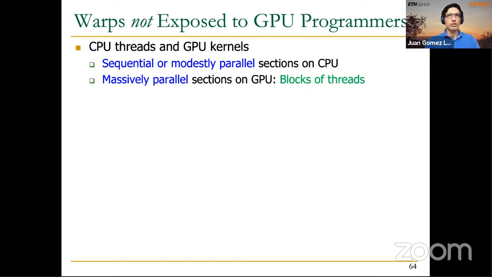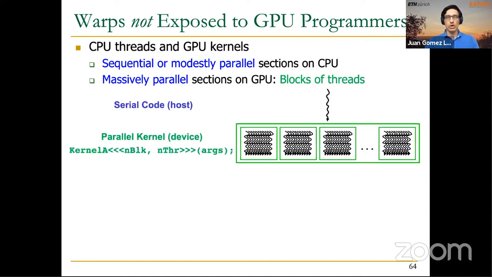How do we execute a program on the GPU? We will typically have, recall Amdahl's law, sequential or serial parts in our code, and we will have massively parallel parts in our code. So the serial parts are going to run on the CPU that we call the host CPU. The parallel parts are going to run on the parallel device, which is the GPU.